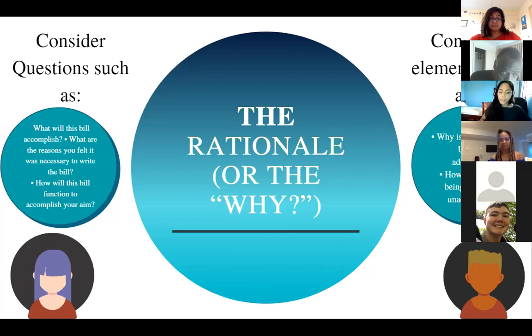And for this, you will have to consider questions such as, what will this bill accomplish? What are the reasons you felt it was necessary to write this bill? How will this bill function to accomplish your aim? And you also would like to consider elements such as, why is it important for USG to adopt this measure? How is this issue currently being unaddressed? And so forth.